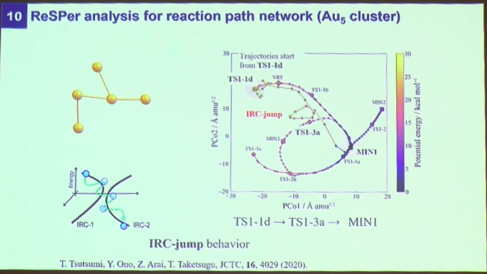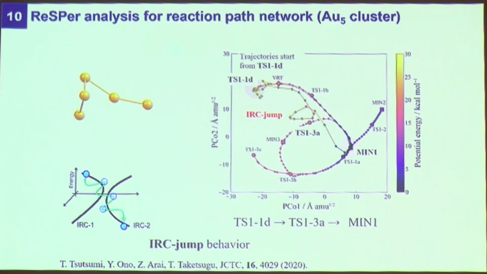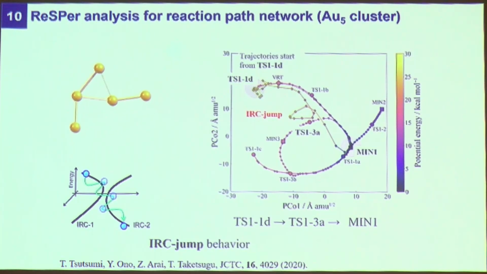So once the IRC reaction path network is determined, we can do the kinetic simulation on the basis of the reaction path network. But actually, in dynamics, the reaction path is defined in the same configuration space, and the molecule can jump from one IRC to another IRC in dynamics.